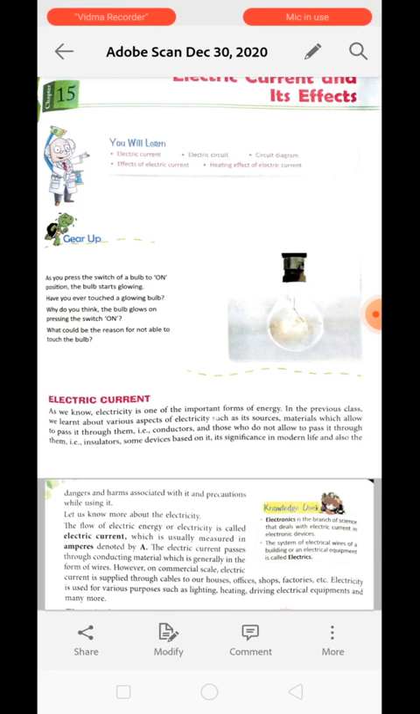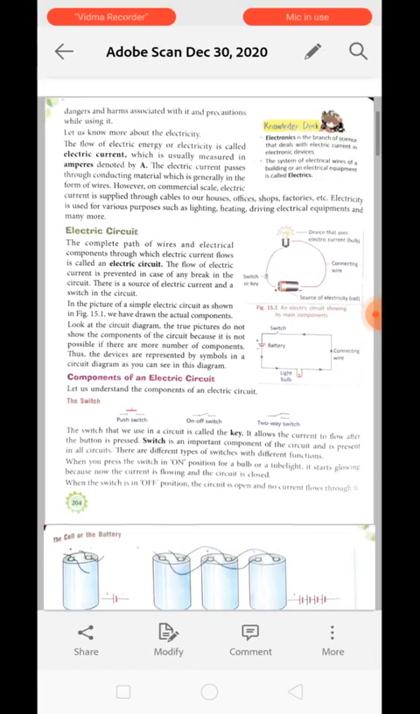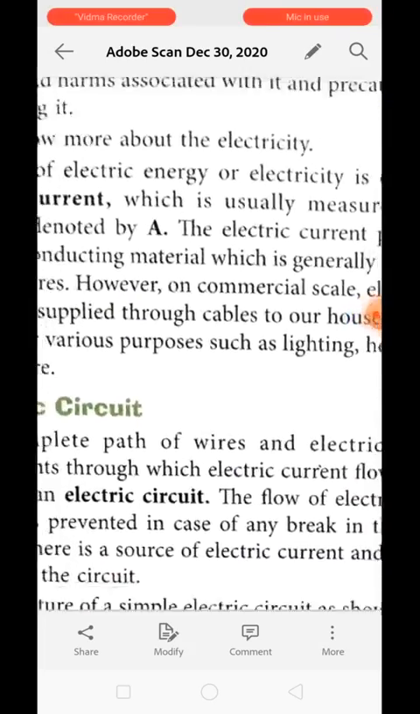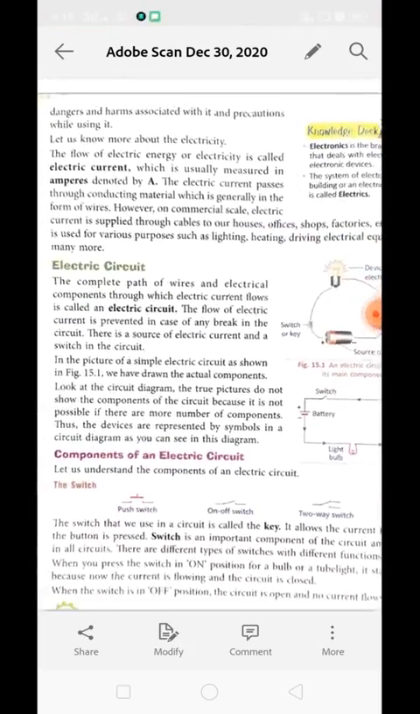The flow of electric energy or electricity is called electric current. Whenever we are switching the bulb on, there is a flow of electric current, right? And that is the reason behind the energy which is produced in the form of light from the bulb. The electric current is usually measured in ampere and denoted by capital A. Ampere is denoted by a capital A.